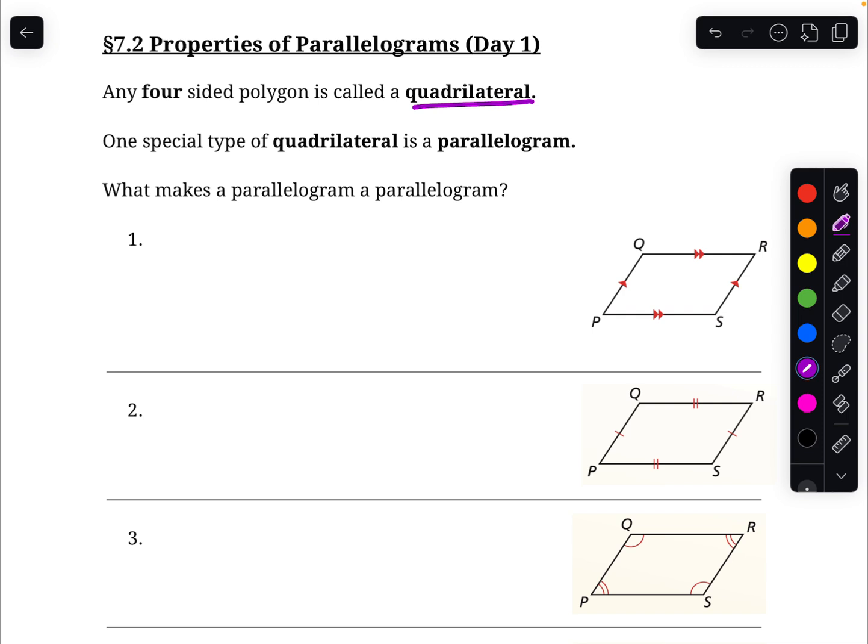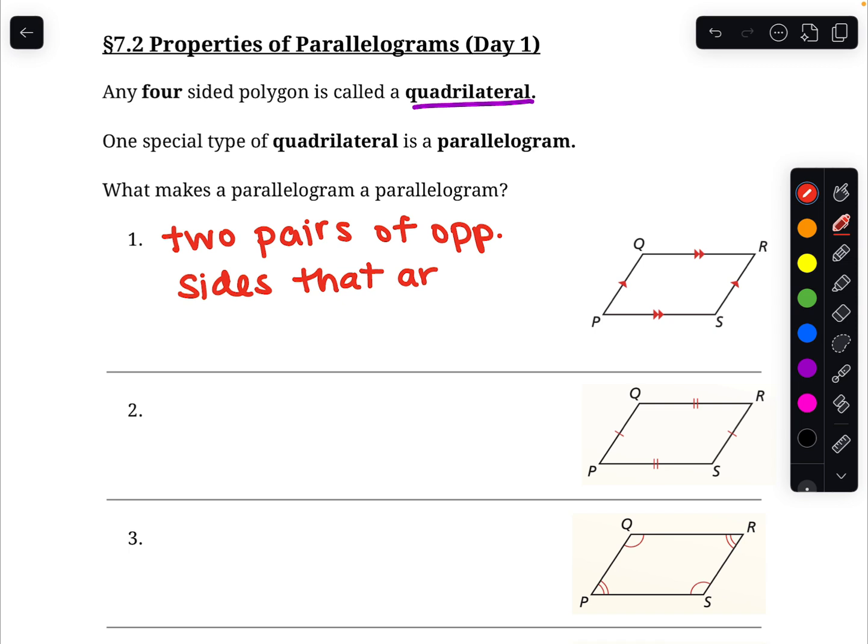So what makes a parallelogram a parallelogram? We can see the definition in our first picture. A parallelogram is a quadrilateral that has two pairs of opposite sides that are parallel. It's in the name, parallelogram, parallel. That's our definition.